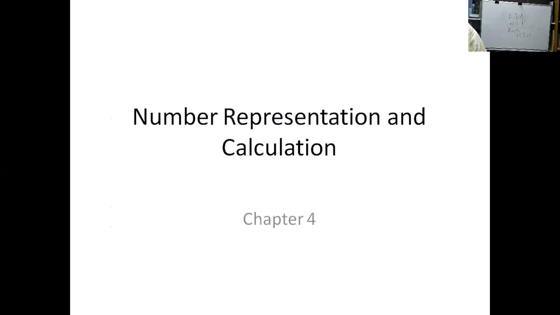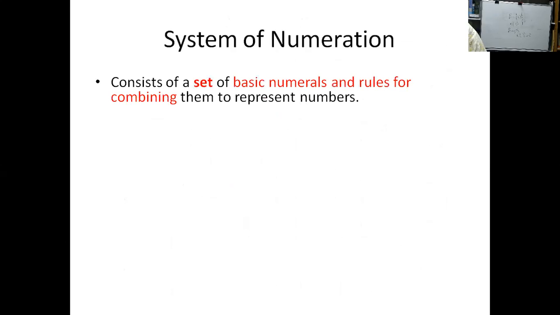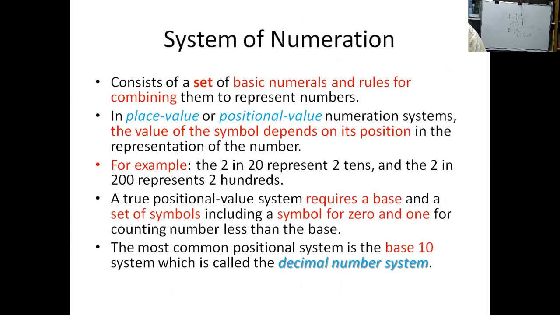Now, let's go to chapter 4, number representation and calculation. Throughout history, different human civilizations have had different numerical systems. We use the Hindu-Arabic numerical system. The number system, or system of numeration, consists of a set of basic numerals and rules for combining them to represent numbers. We have place value, or positional value. The value of a symbol depends on its position in the representation of the number. For example, 2 in 20 represents 2 tens, and the same 2 in 200 represents 2 hundreds. In other words, the position of the number 2 gives us different values.